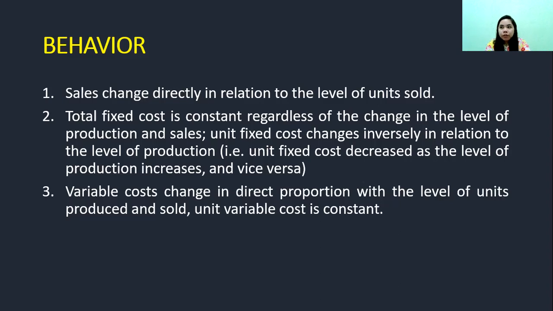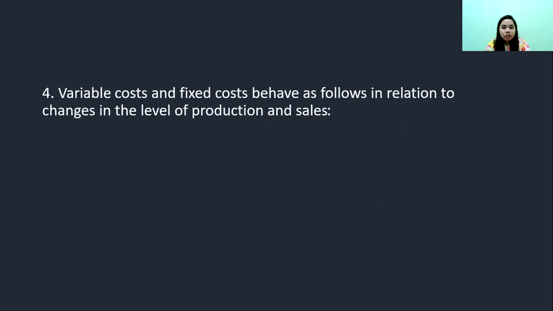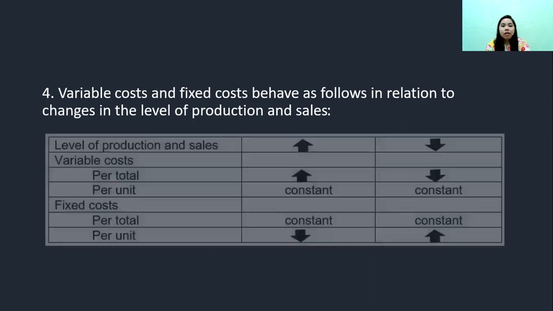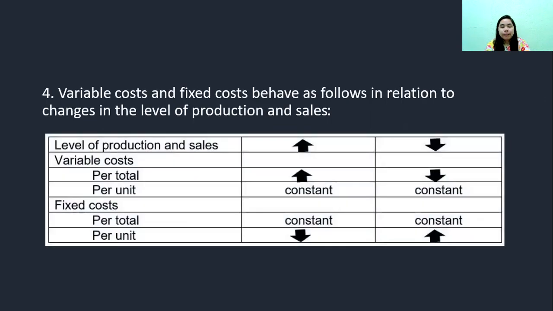So when you produce 10,000 units times 15, that's 150,000. That's your total variable cost. But if you produce 5,000, you will only incur 75,000. So that your variable cost changes in direct proportion to the level of units produced and sold. But your unit variable cost, it does not change. It's constant. Then variable cost and fixed cost behaves as follows in relation to changes in the level of production and sales. So you have here the summary.